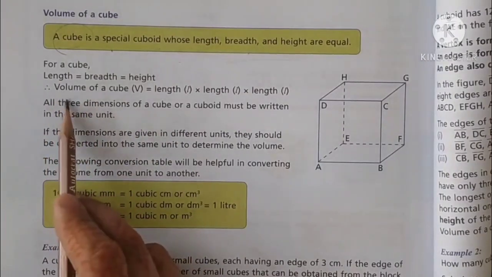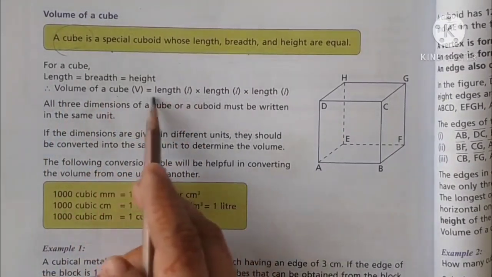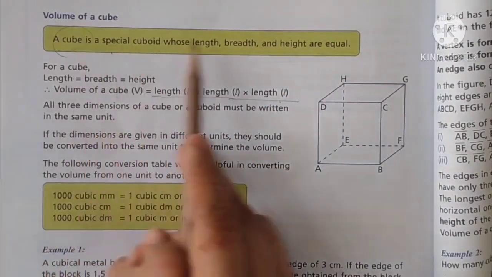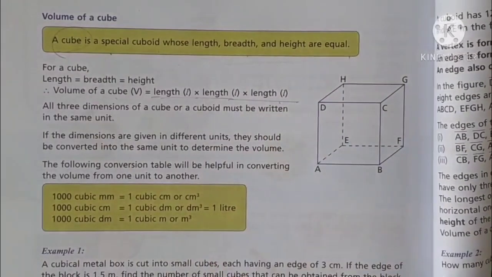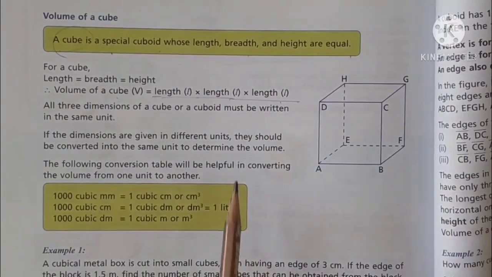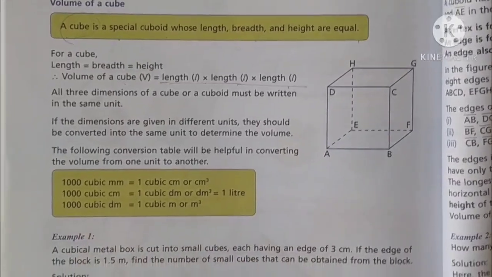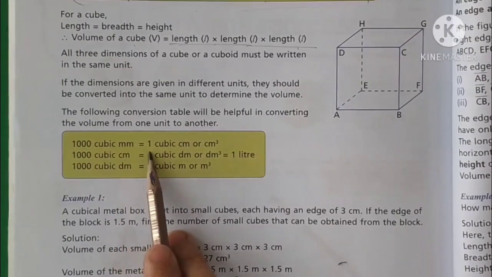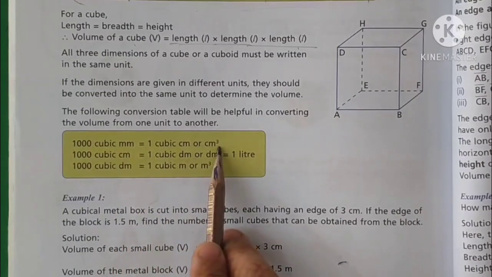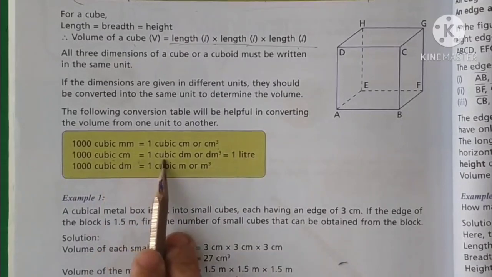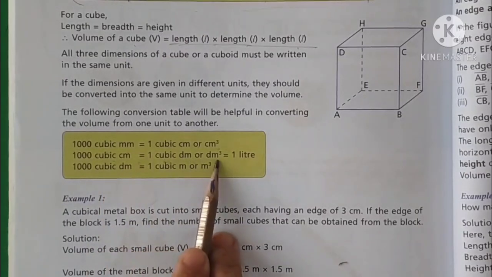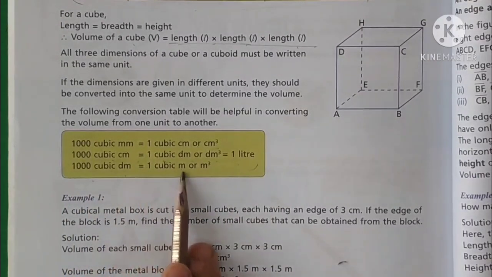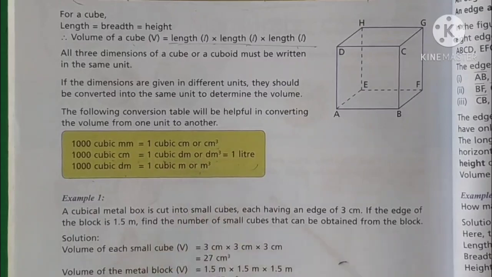To find the volume of a cube, this is the formula: length multiplied by length multiplied by length, because according to the definition, length, breadth and height, these three things are the same, are equal. So if we want to change into different units, 1000 cubic millimeter is equal to 1 cubic centimeter or centimeter cube. 1000 cubic centimeter is equal to 1 cubic decimeter or decimeter cube, which is equal to 1 liter. 1000 cubic decimeter is equal to 1 cubic meter or meter cube. Is that clear?